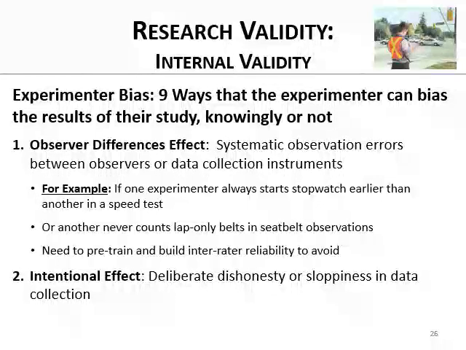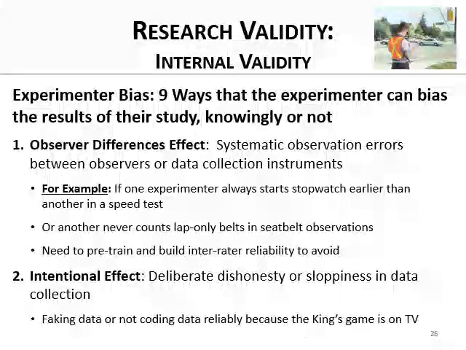So one that just fits in somewhere is the intentional effect, and this is when there's just straight up deliberate dishonesty or sloppiness in data collection. People making up data, doubling your data, that sort of thing. It's really fraud, but it has a name here. It's called the intentional effect, and it's another way that experimenters bias their studies. So faking data, or not coding data reliably, or coding things differently, is an intentional effect.